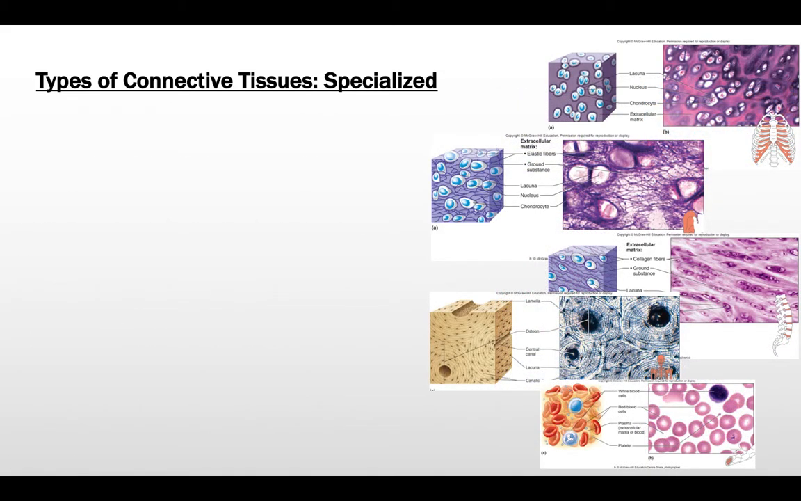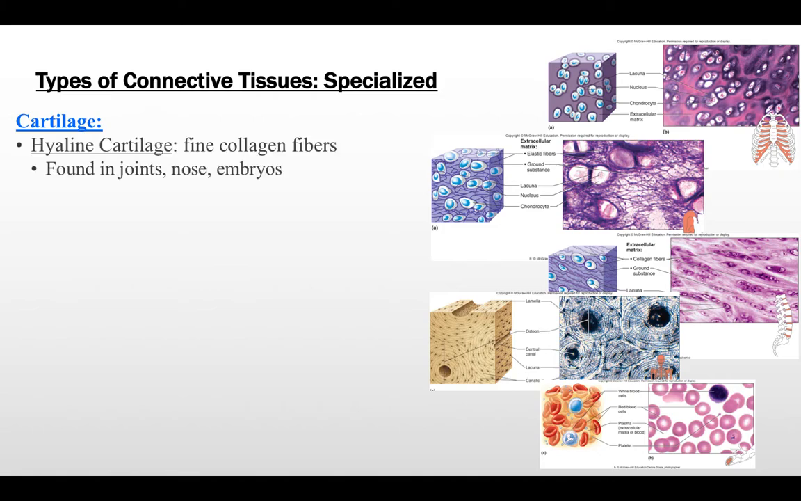We have 3 to 5, depending on how you classify it, specialized connective tissues, so very specific jobs. Cartilage, there are 3 different types. Hyaline cartilage has really fine collagen fibers, and that's the cartilage you find in between your joints. If you move your nose around, it's that hard cartilage that you can find on the protruding, the beak part of your nose. And also embryos. Before an embryo forms its bones, it makes a model skeleton out of hyaline cartilage first.